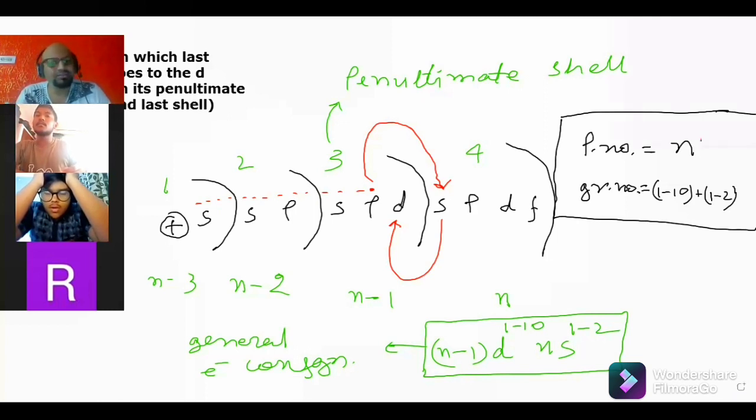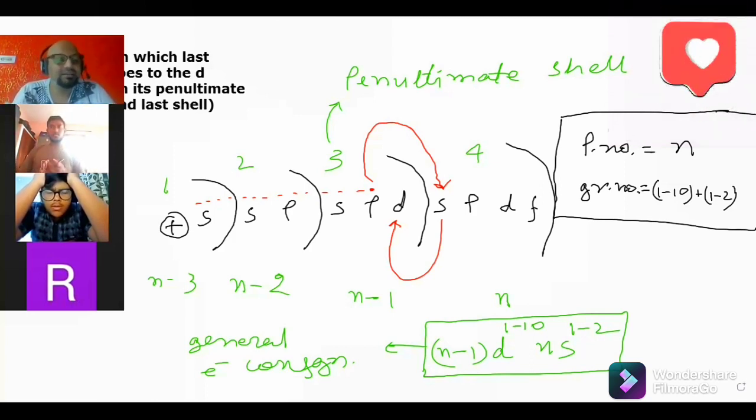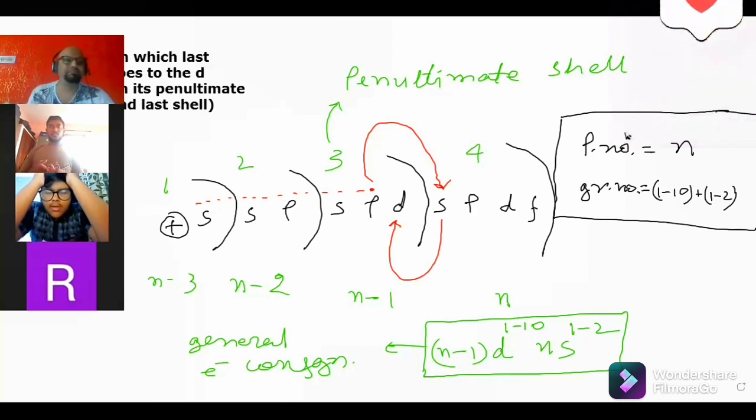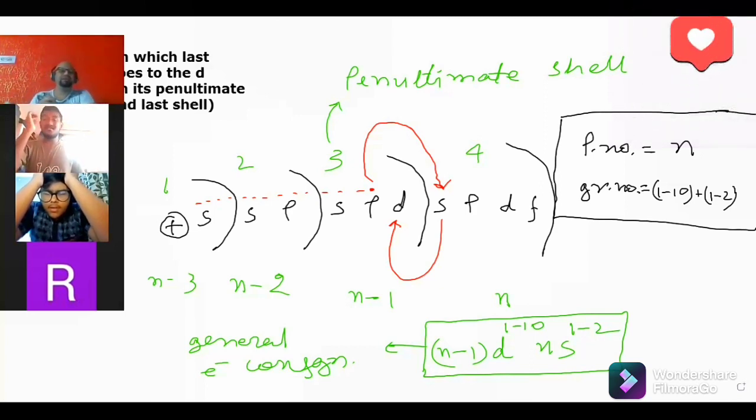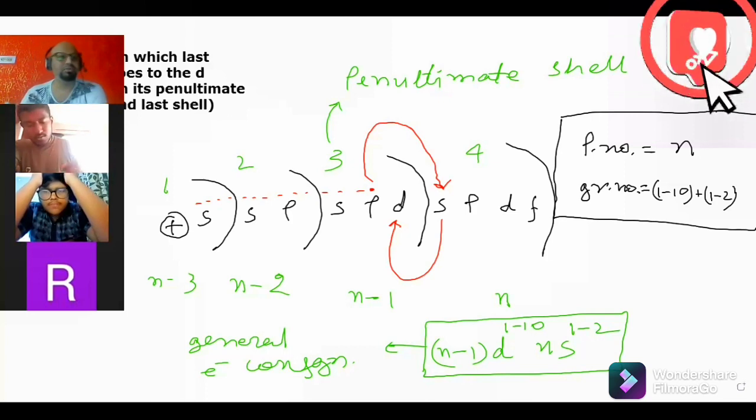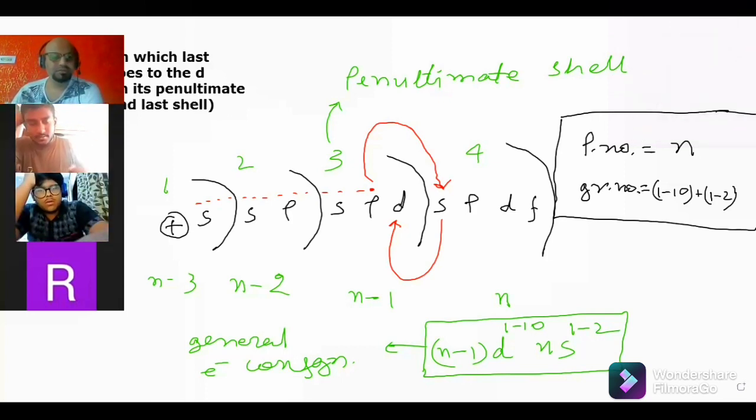Simply, whatever electrons they are on D and on S, you need to add them up and you will get the final group number. I'll show you the example. If you're done with the writing part, then let me show the example. Then it will be more clear to you. Yes, so I'm done with the writing part.